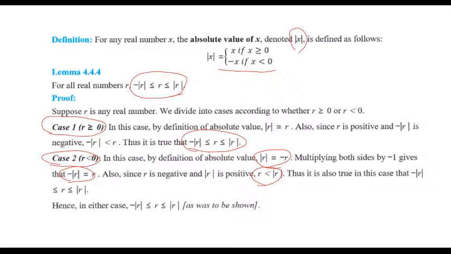So again, in this case, we also reach the inequality that we were looking for. R is less than or equal to the absolute value, and R is greater than or equal to the negative absolute value. So in both cases, we reach the conclusion. As a result, in all cases, we have this inequality.